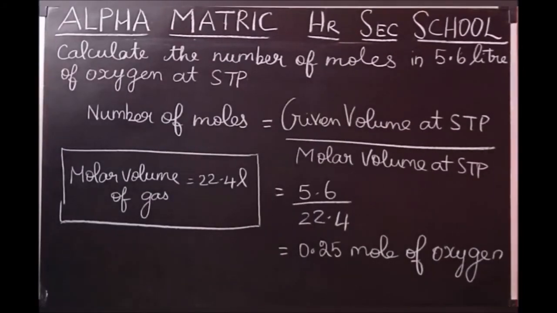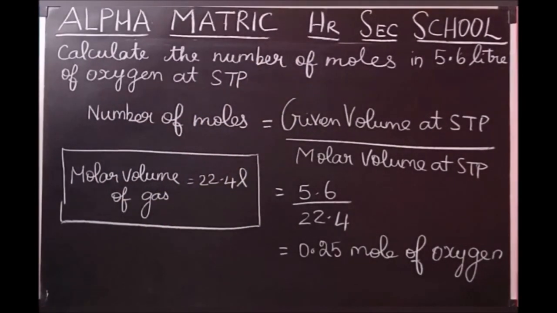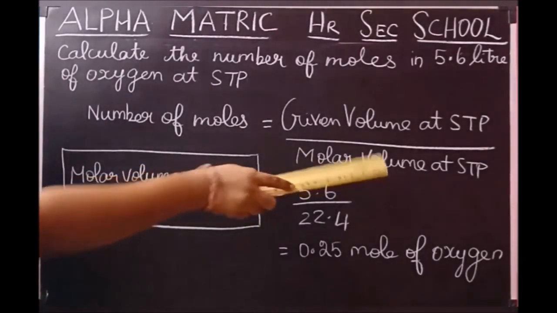Calculate the number of moles in 5.6 liter of oxygen at standard temperature and pressure. See the question, 5.6 liter. If data is given in gram, it is called mass. But here liter is given, so it is volume. And 5.6 liter of oxygen. Oxygen is a gas. For a gas, we should use the molar volume.